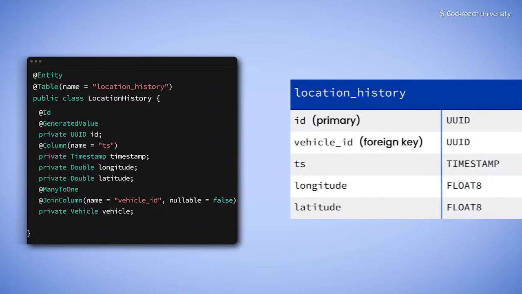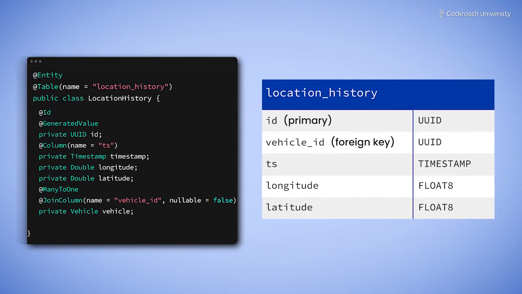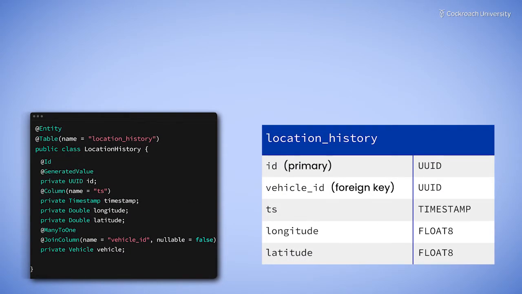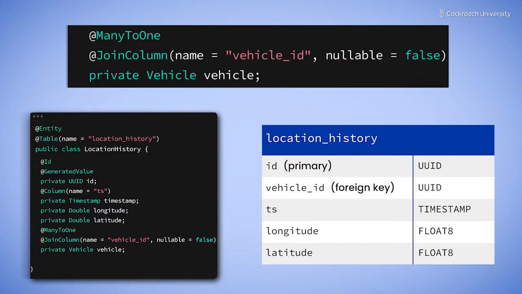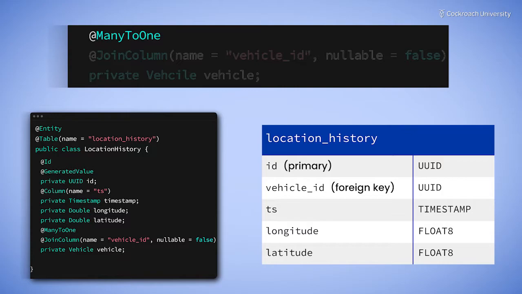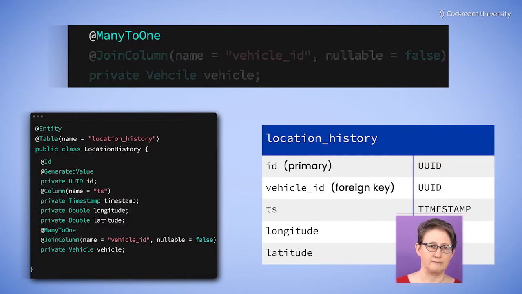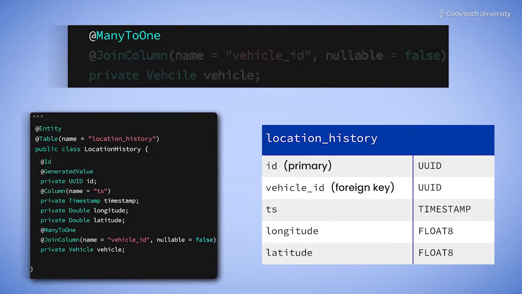We'll start by looking at the so-called child entity in that relationship, location history. Specifically, let's look at the definition of the vehicle property. The @ManyToOne annotation indicates the nature of the relationship. Note that the relationship is many-to-one because we're describing the relationship from the perspective of the location history. We'll look at how to implement the one-to-many relationship for the vehicle entity in a minute.